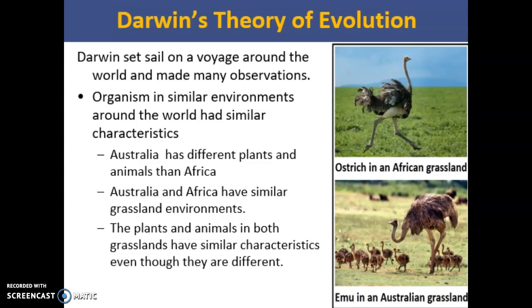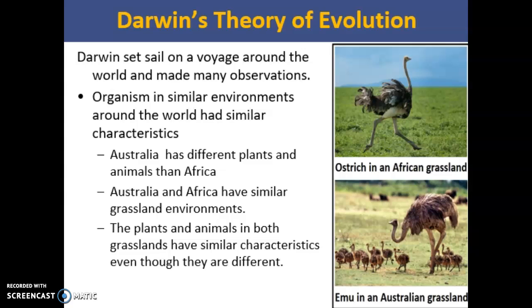Early in the 1800s, Darwin set sail across the world on a ship. And this ship stopped at many different continents, many different places, and he made a few important observations before he really developed his theories of evolution. One of his earlier observations was that in similar environments, you had organisms that shared similar characteristics.